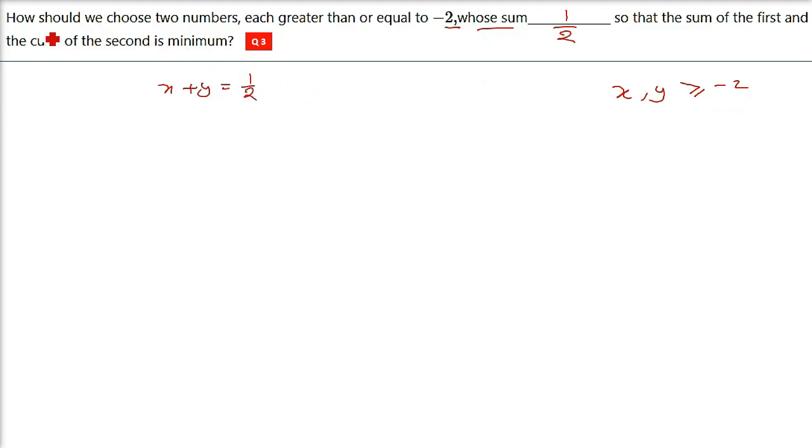But x plus y is given in this question as half. x plus y is half. Now you are getting x, you are getting y also. y is simply half minus x. There are two ways. If you do x plus y equals half, you have to take one more step.